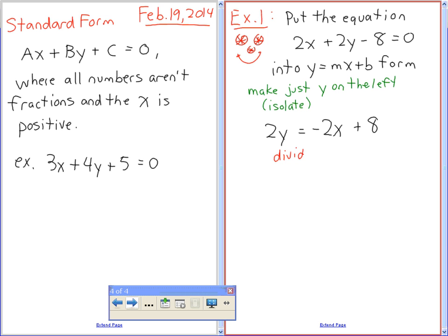Yeah, so everything's going to be divided by 2. It's exactly the same thing as what we just did for algebra. So I'm just going to write 2y divided by 2 equals negative 2x divided by 2 plus 8 divided by 2.